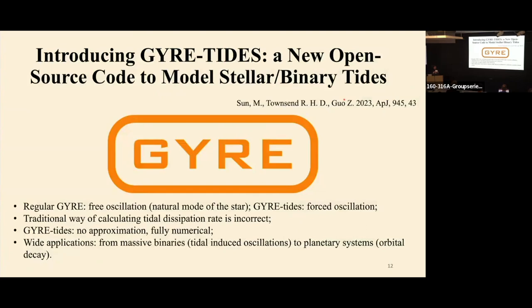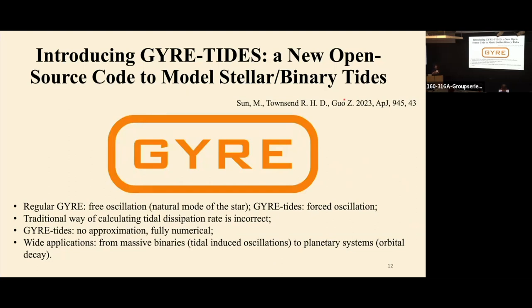Okay, so we have sort of finished those important physics in tides. Let me introduce a tool called GYRE-tides, which is a new open source code to model stellar tides, or tides in binary systems. Regular GYRE deals with free oscillation equations, solving for eigenmodes, eigenfrequencies, and eigenfunctions inside the star, like self-driven modes.